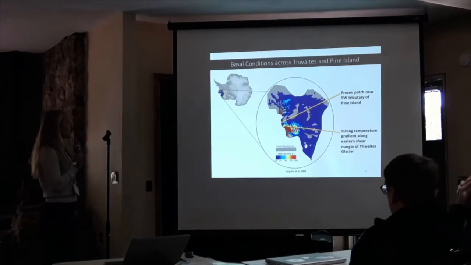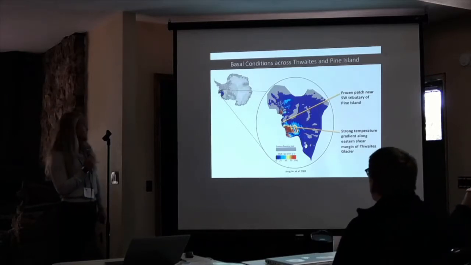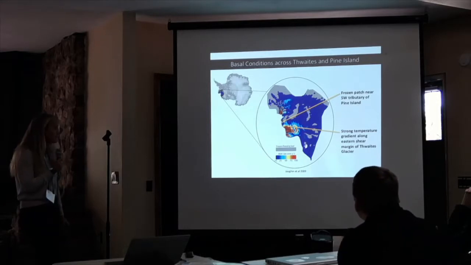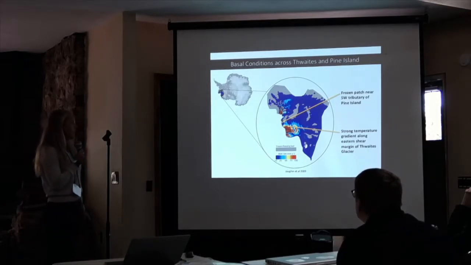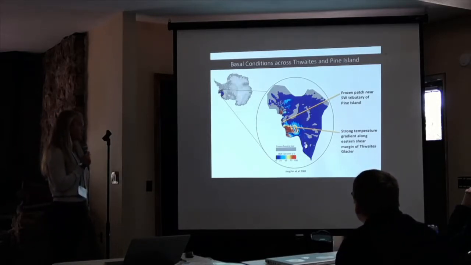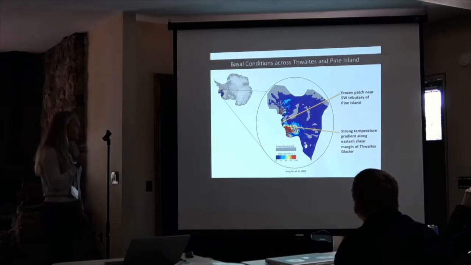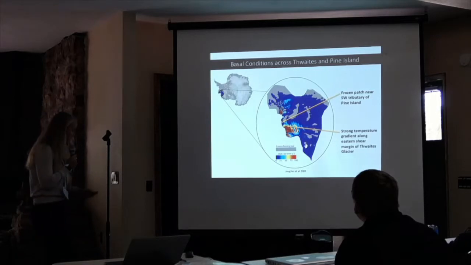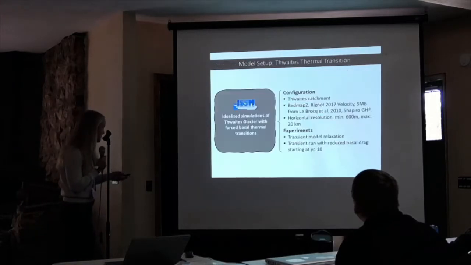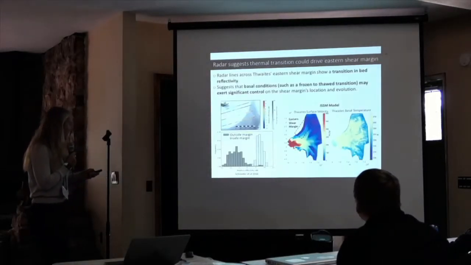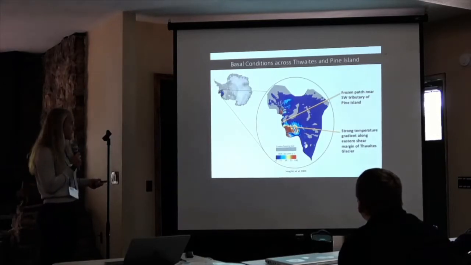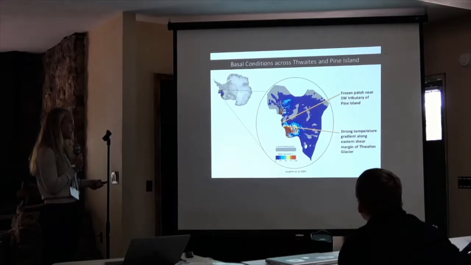Okay, so now let's zoom into the Thwaites and Pine Island region. Here we're looking at the basal melt rate, and in gray you can see areas of the bed that are frozen. And there's some interesting sections between Pine Island and Thwaites Glacier. In particular, I'd like to point out this frozen patch right near the southwest tributary of Pine Island, and also there's a strong temperature gradient here along the eastern shear margin of Thwaites Glacier.